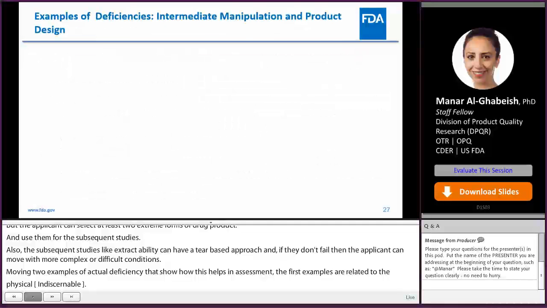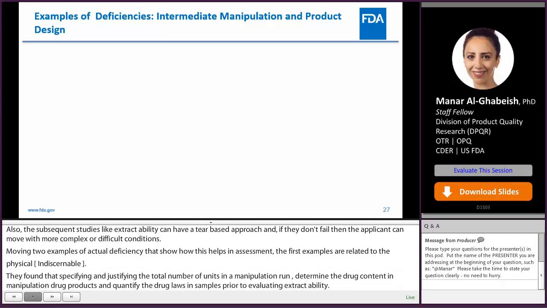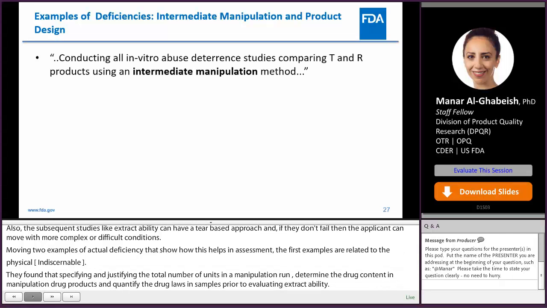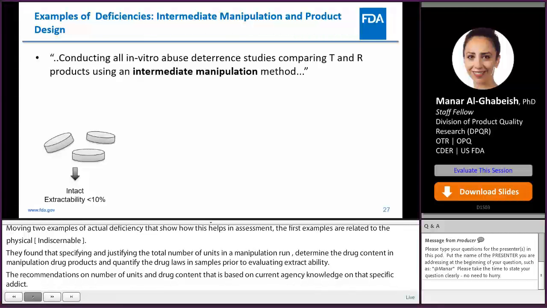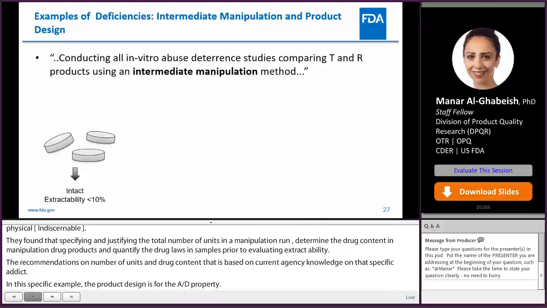Another example related to manipulation and the selection of manipulated form for the subsequent studies. In this specific example, the product design and structure are responsible for the AD property. So the release of the drug from the intact product, ROT, during extractability was so low, less than 10%, which made it very hard to make a meaningful comparison.